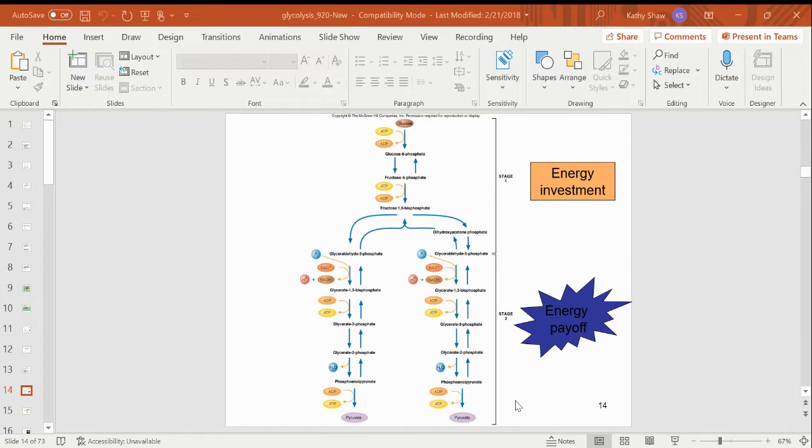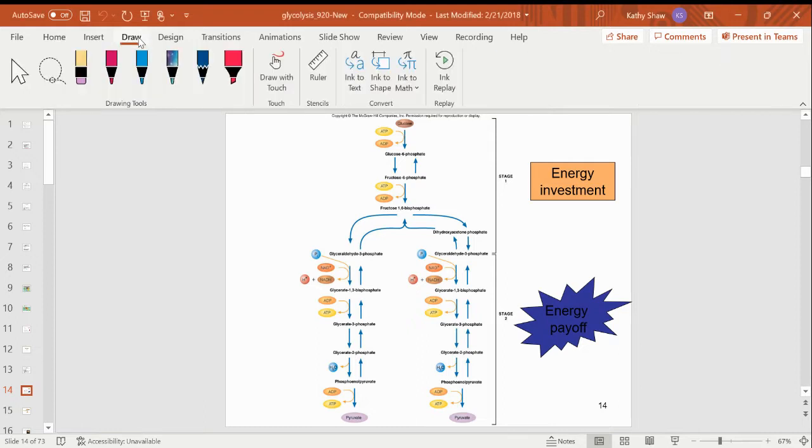So you have to know that. You also have to know what molecule makes what molecule. So glucose makes glucose 6 phosphate, makes fructose 6 phosphate, so on, down to pyruvate.